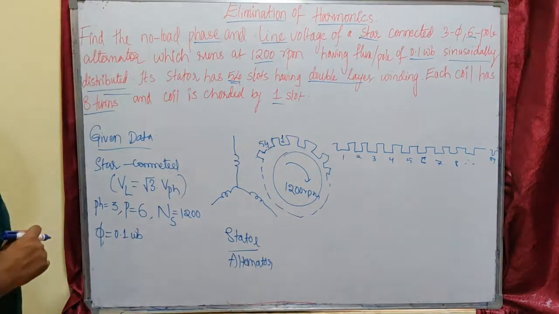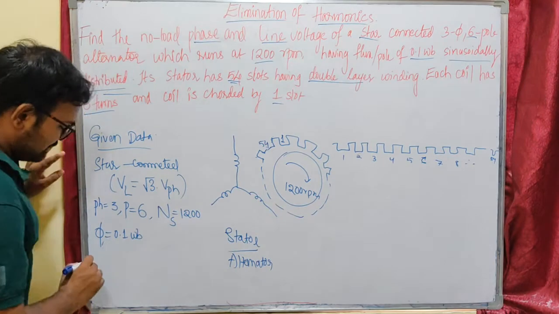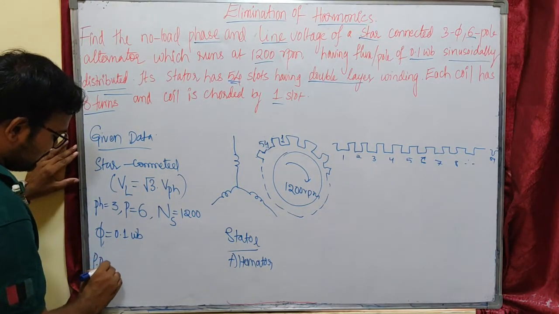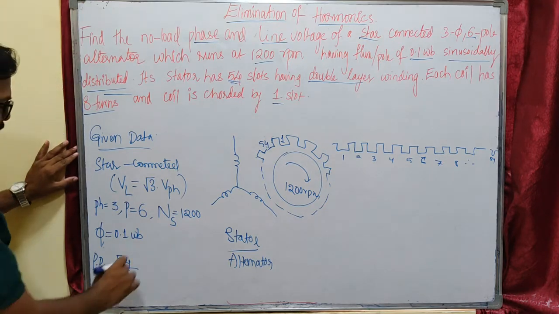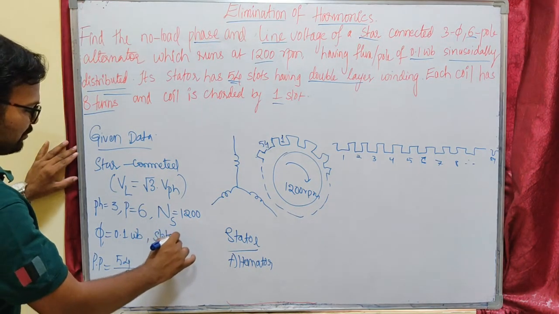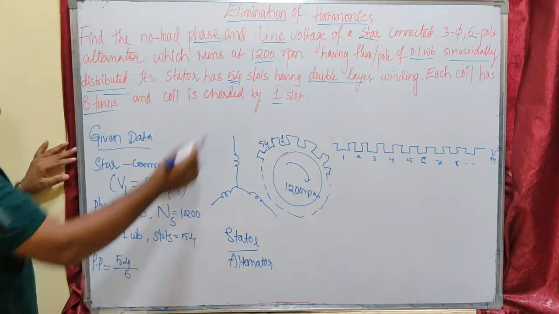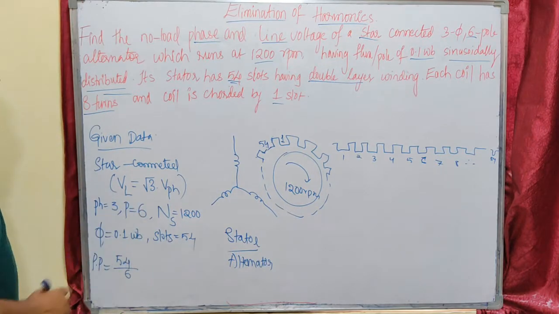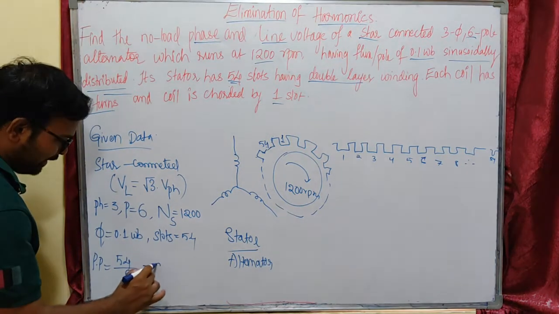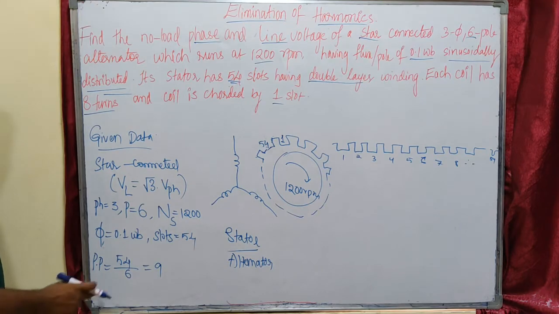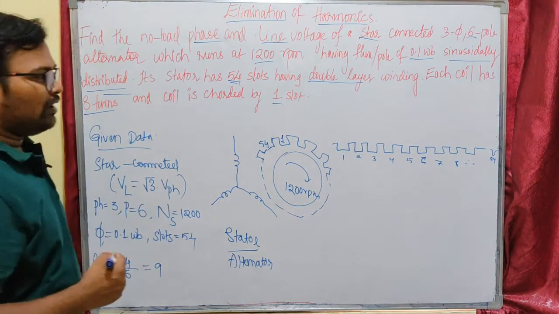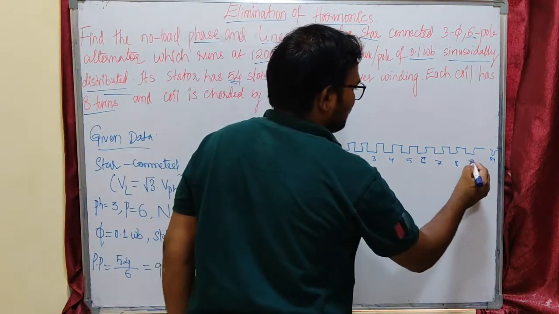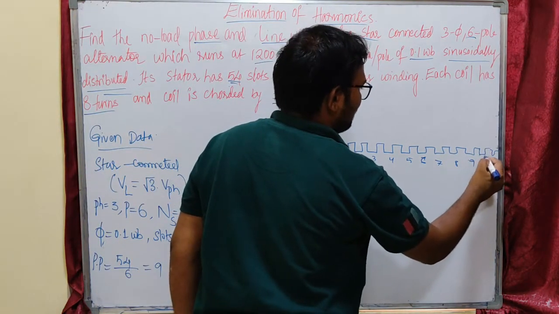Let us see the number of slots per pole, that means pole pitch here. Number of slots per pole is the number of slots, 54, divided by the number of poles, 6. So the pole pitch will be equal to 9. 54 by 6 is 9. That means there should be 9 slots between the two coil sides of the coil to have full pitch winding. These are my 9 slots, and this will be the 10th slot.